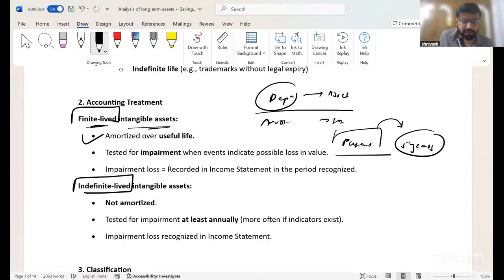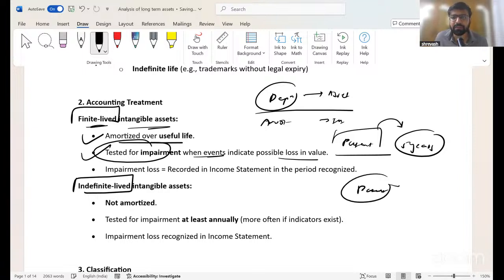The amortization happens over the useful life. Sir, do I test it for impairment? Yes, it is tested for impairment whenever there is an event which indicates a possible loss in value. I had a patent with a certain value, but my competitor came out with their own formula and started manufacturing the cancer drug themselves. The exclusive rights I had to manufacture that drug reduce in value. So I also have to test this patent, an intangible asset, for impairment. Impairment represents loss in value.